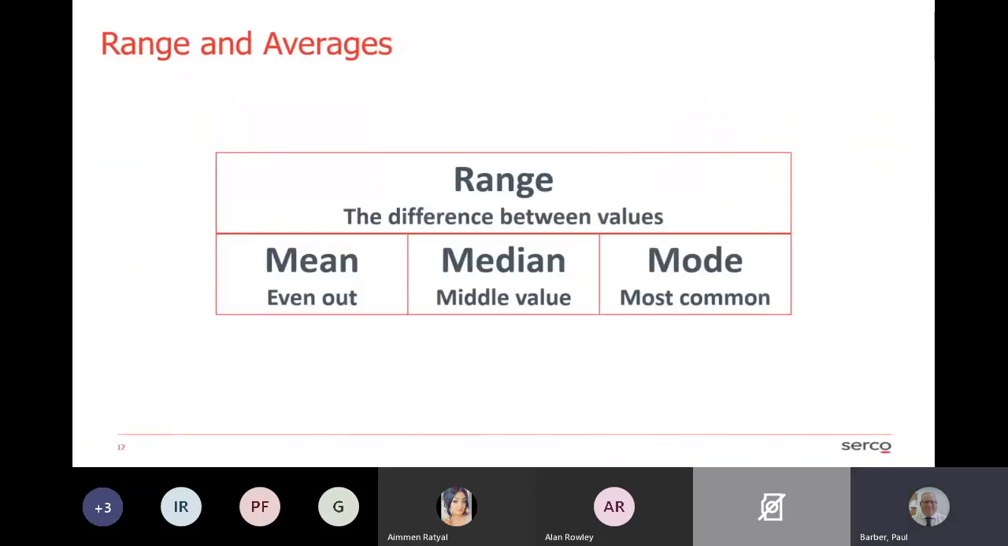Just to recap, the range is the difference between values, and to work out the difference, you do the highest take away the lowest. The mean is evening out, so you add them all up, divide by how many they are. Median is the middle value, easiest to put them in order first and then just find the middle one. And then the mode is the most common.